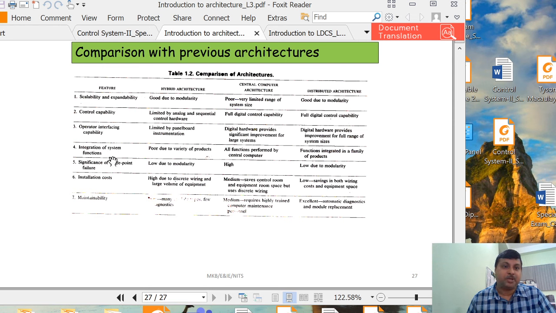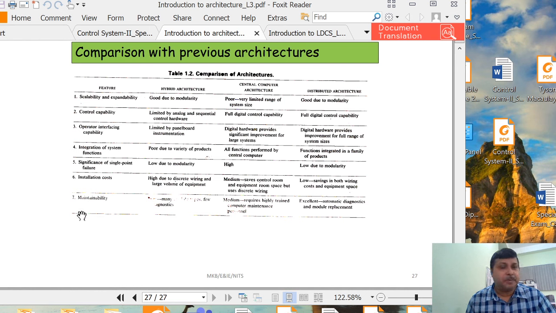Then integration of system functions. It is poor due to the variety of products in the case of hybrid architecture. All functions are performed by the central computer in central computer architecture. Functions are integrated in a family of products in distributed architecture. Significance of single point failure is low due to modularity in hybrid, high in central computer architecture, and low due to modularity in distributed architecture. Installation cost is high due to discrete wiring and large volume of equipment in hybrid architecture, medium in central computer architecture, which saves control room and equipment room space but uses discrete wiring, and low in the case of distributed architecture, saving both wiring cost and equipment space.